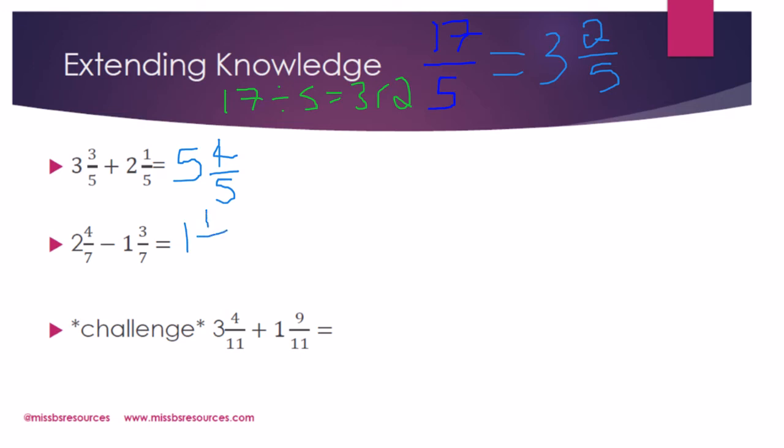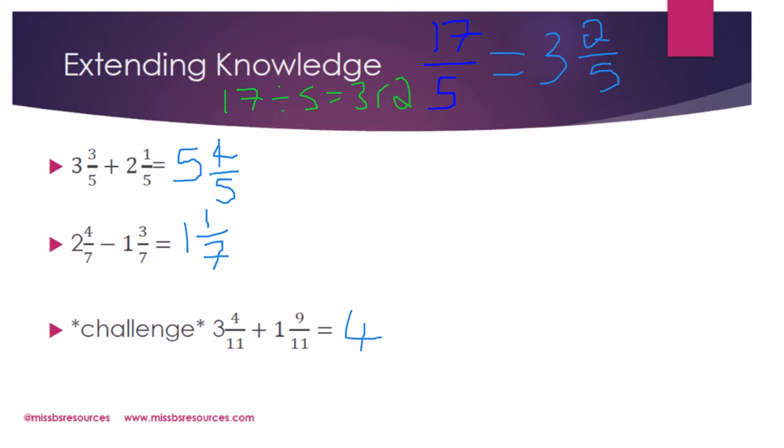Last but not least, we're going to look at the challenge. Now it's a challenge, so something different is going to happen here, something a bit quirky. And we've got 3 and 4/11, add on 1 and 9/11. So I'm going to do the 3, add the 1 first. And that gets me 4. And the 4/11, add the 9/11 gives me 13/11.